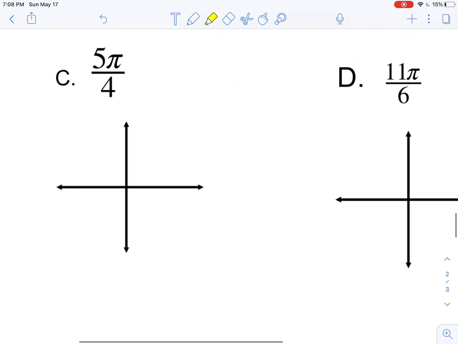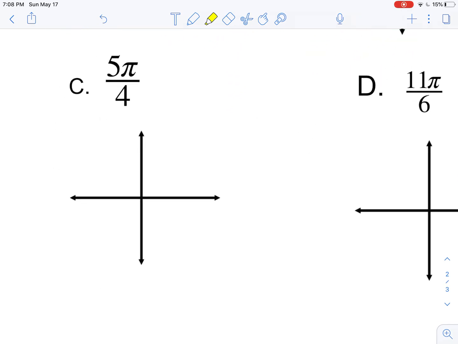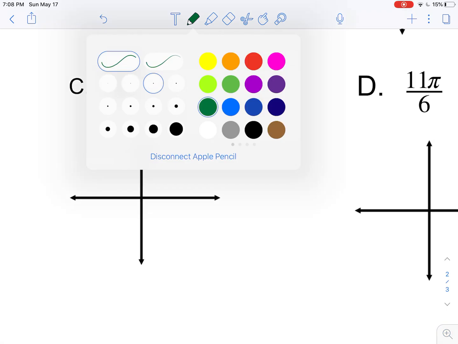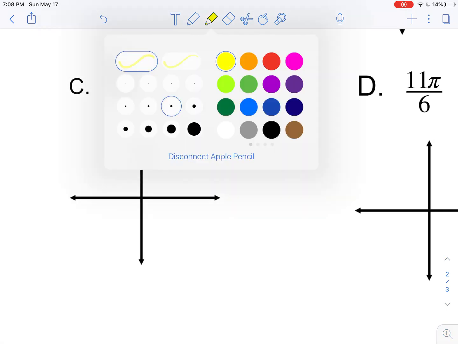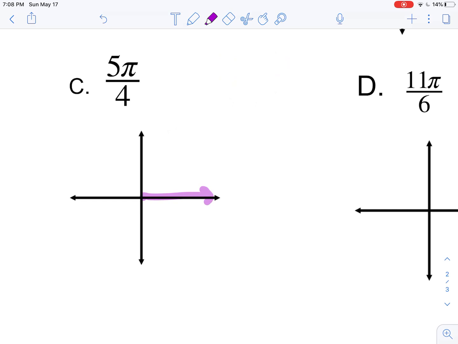So I have a third quadrant angle now, 5 pi over 4. 5 pi over 4 is going to lie in the third quadrant. So this is 5 pi over 4. I know that because this is going to be 4 pi over 4, and I'm a little further than that, so I'm at 5 pi over 4.